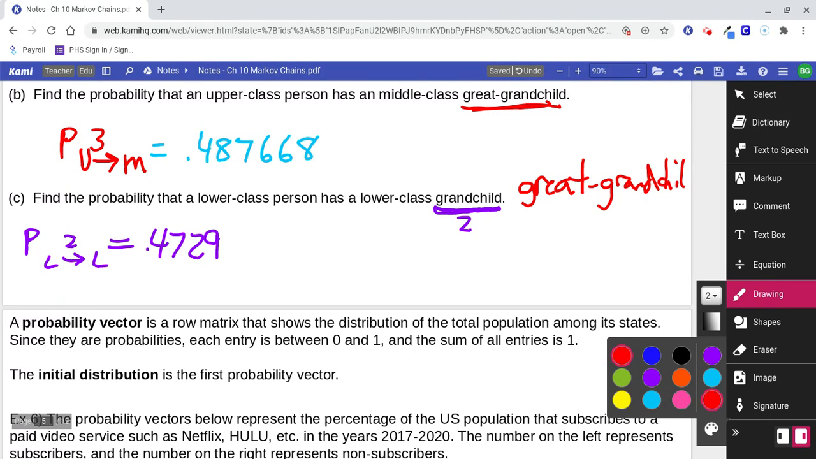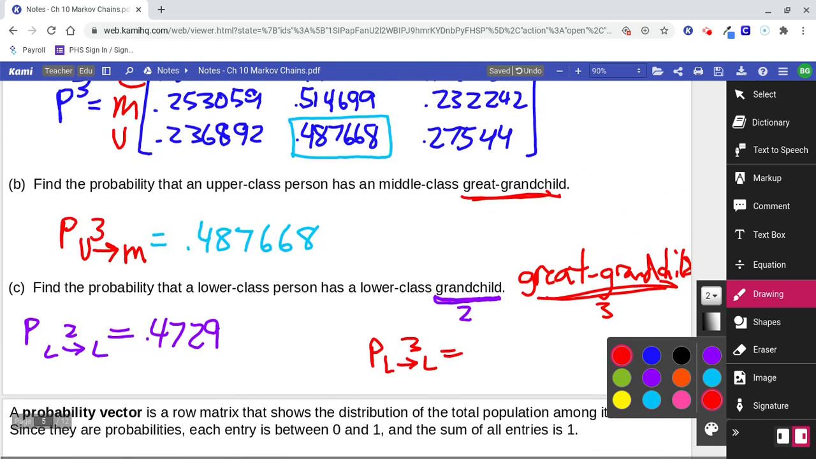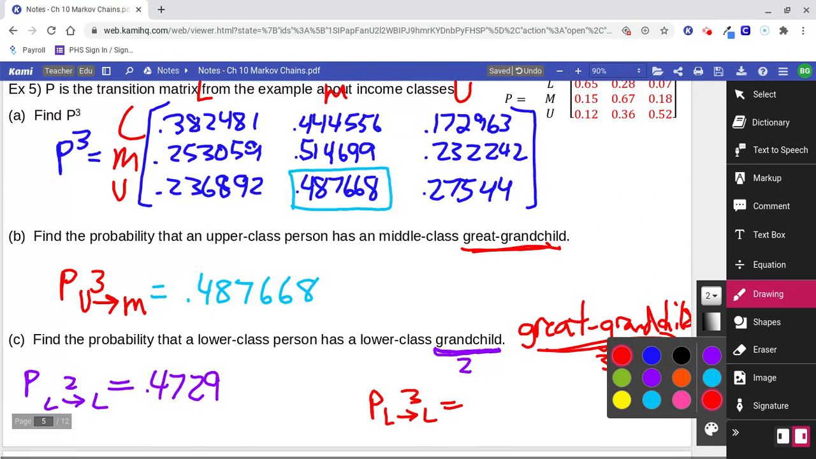But honestly, I meant to put great-grandchild right here. It says great-grandchild. Okay? And a great-grandchild is 3 transitions. So if you go probability from lower to lower in 3 transitions, now we can use this one. Lower to lower in 3 transitions is this number right here, 0.382481.